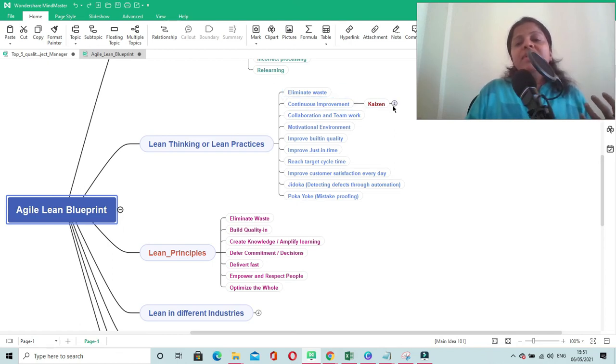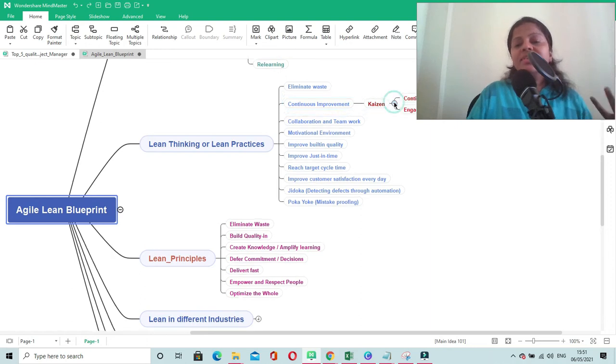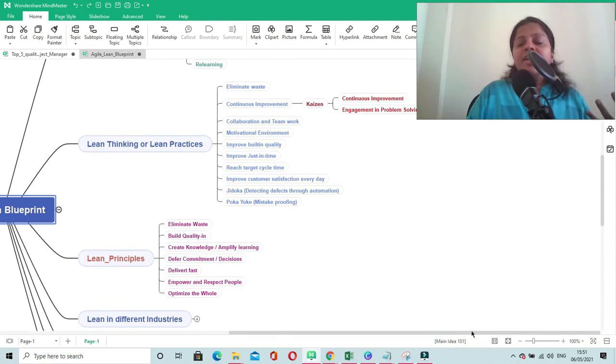Continuous improvement is one of the principles that is practiced in Lean manufacturing. Continuous improvement is the principle that was started by the Japanese team, and it is known as Kaizen. Kaizen is continuous improvement, and the idea here is you have to continuously evolve your product, you have to continuously improve your processes.